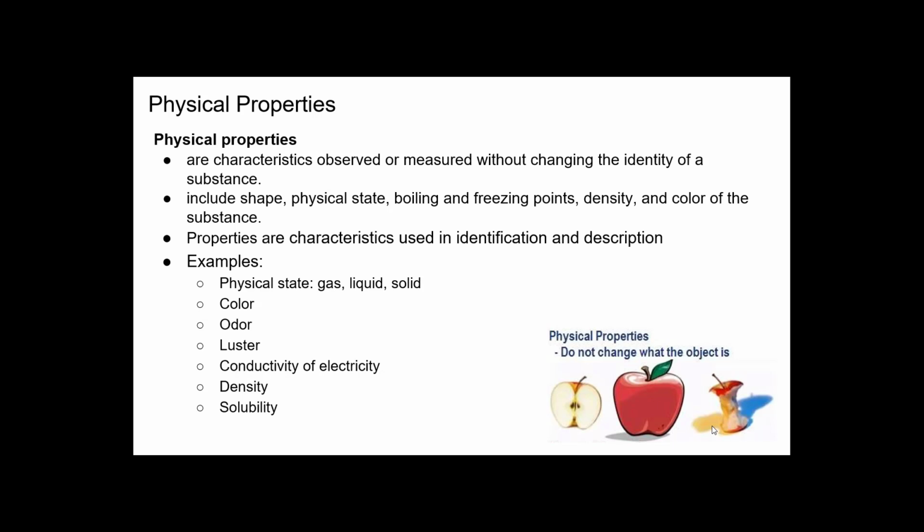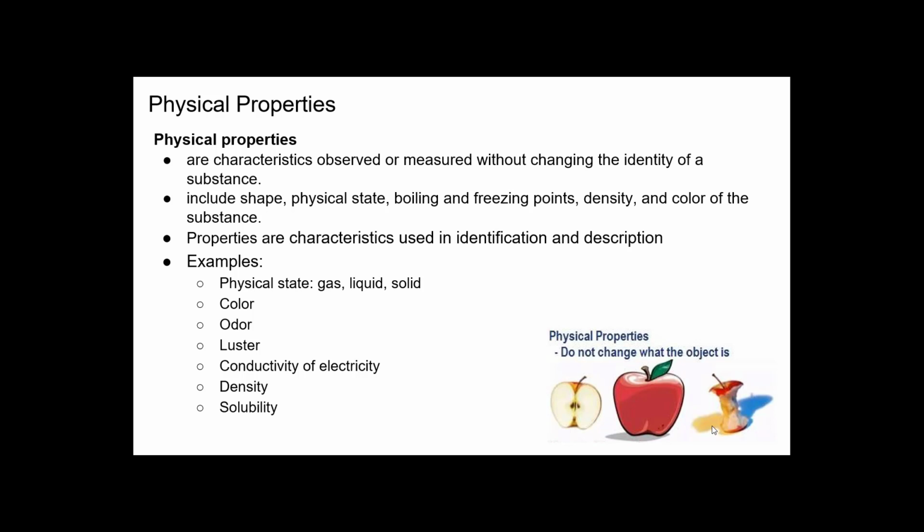Physical properties are characteristics observed or measured without changing the identity of the substance. So the substance does not change based on what we can determine or measure from it. So this includes shape, physical state, boiling and freezing points, density, and the color. Properties are characteristics used in identifying and describing. So a physical state, is it a gas, liquid, or solid? What color is it? Odor, luster, that's shine. Does it conduct electricity, density, solubility? So these are physical characteristics that you can look at and see.